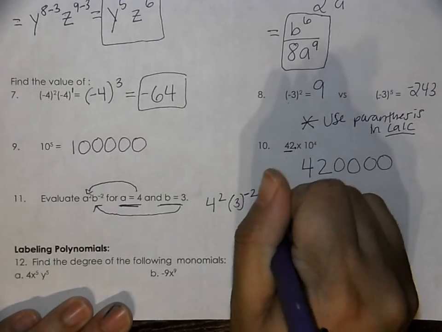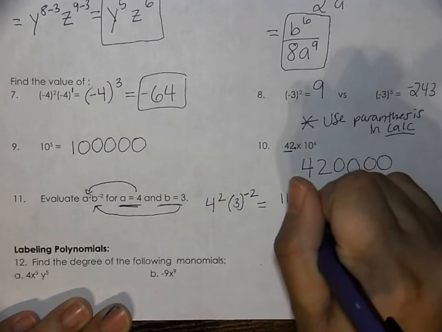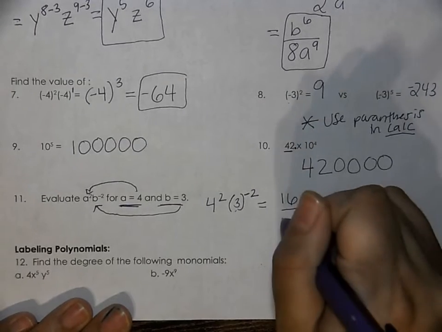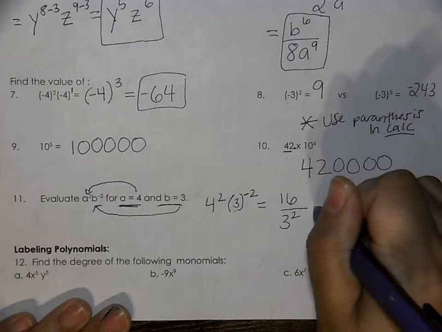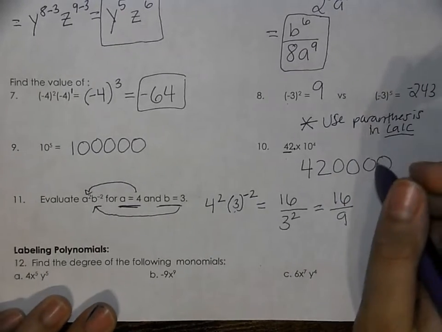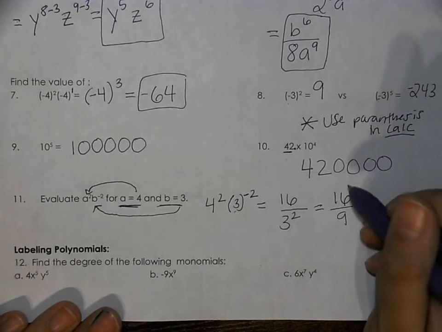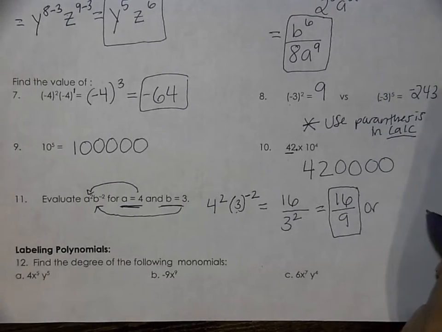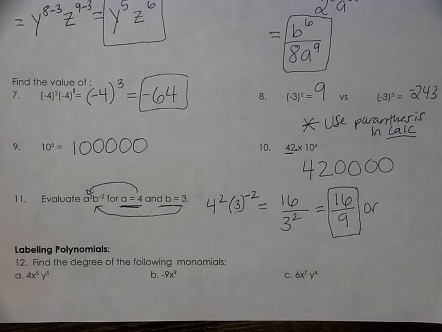So first of all, 4 squared is 16, but 3 to the -2 is going to go to the denominator as 3 squared, which is really just 9. So my final answer here could be written either as 16 over 9 like this, or I could write it as a mixed fraction or as a decimal.